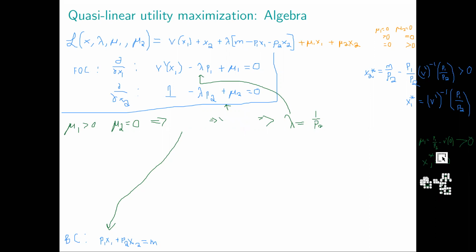Also, if you look at the case here, you can see why if v prime of 0 goes to infinity, we can never have this condition hold, right? So mu1 needs to be positive, but in fact, v prime of 0 would equal infinity, so we get negative infinity here. So it would never work in order to get this case.